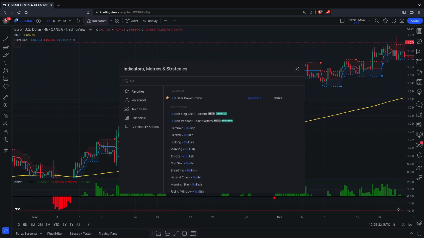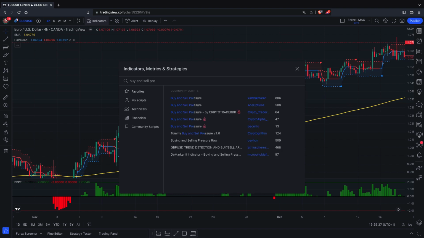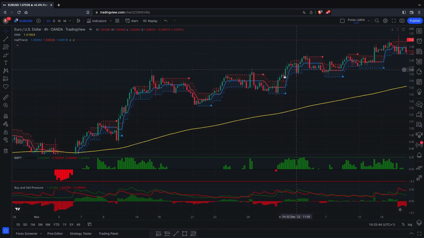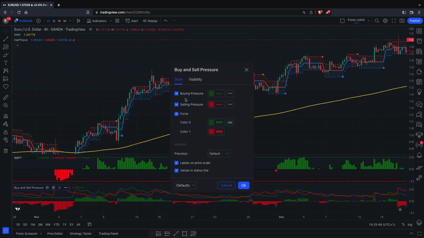Finally, buy and sell pressure gives us the final confirmation. Also we need a green histogram for longs and a red histogram for shorts. We only need the histogram, so we have to uncheck the other items.